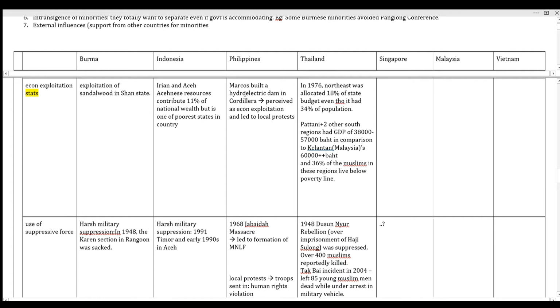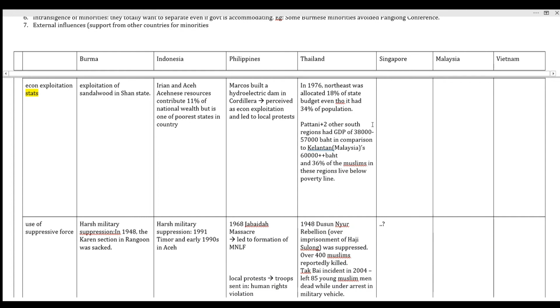Okay, so Philippines, we have Marcos building a hydroelectric dam in Cordillera. It is local economic exploitation because the people are just doing their things and then you suddenly go and build a dam there and get the money out of that. So yeah, there were protests from there. And in Thailand, the Northeast was only given 18% of the state budget, even though it had 34% of the population, which is a kind of exploitation. And of course, we have the southern regions of Thailand, especially Patani, and they had a lower GDP than Malaysia's Kelantan.